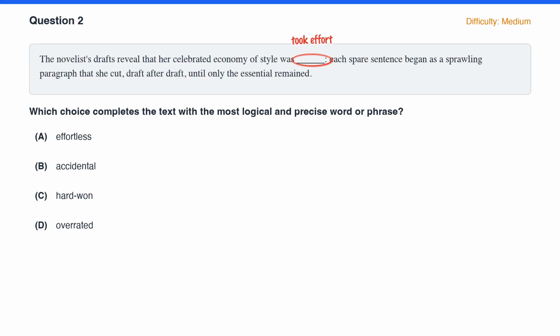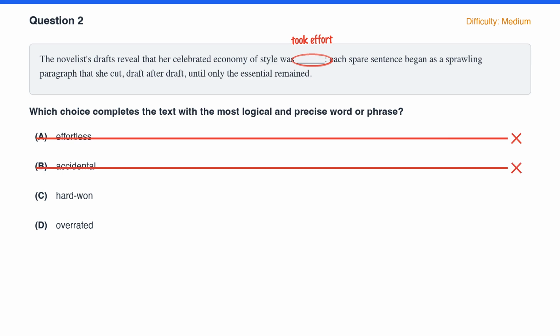Each spare sentence began as a sprawling paragraph she cut draft after draft until only the essential remained. So the blank has to capture relentless effort, not ease. Effortless contradicts all that labor, so off the list. Accidental says the style just happened by chance, but cutting draft after draft is deliberate, so cut it.